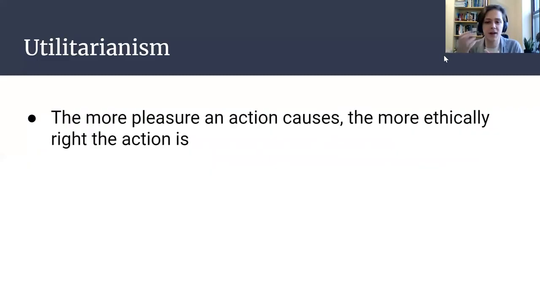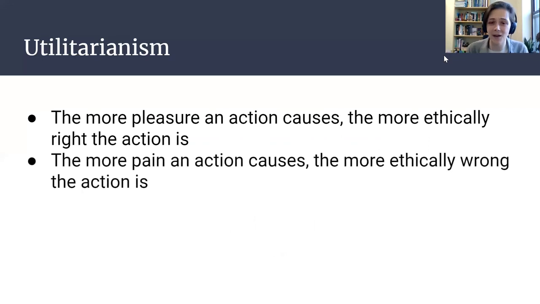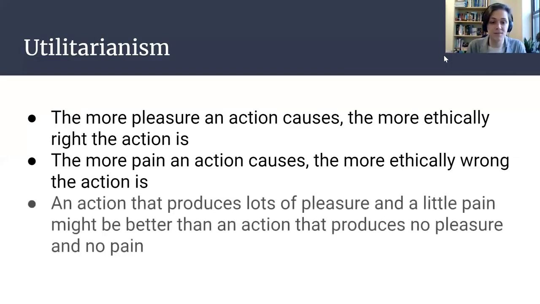And so the more pleasure that an action causes, the more ethically right that action is. And the more pain it causes, the more ethically wrong that action is. So if you want to do the morally right thing, focus on causing pleasure and avoid causing pain. If you want to avoid doing the morally wrong thing, make sure not to cause any pain and try to cause some pleasure. An action that produces lots of pleasure and a little pain will be better than an action that produces no pleasure and no pain.